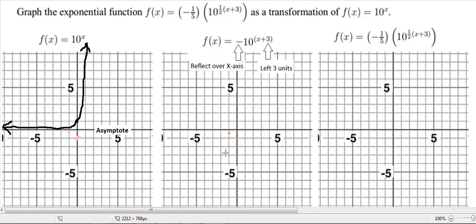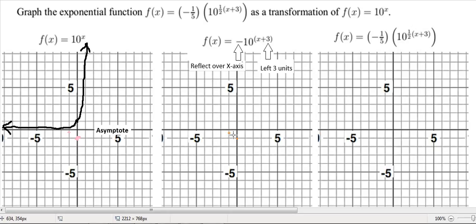And then, so once we're there, then we have to move left 3 units. So now we go from orange here to 1, 2, 3. It'll be right here at negative 3, negative 1.